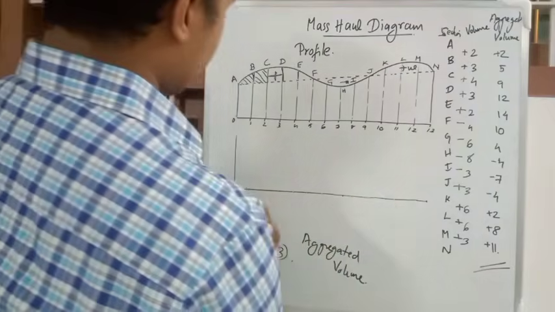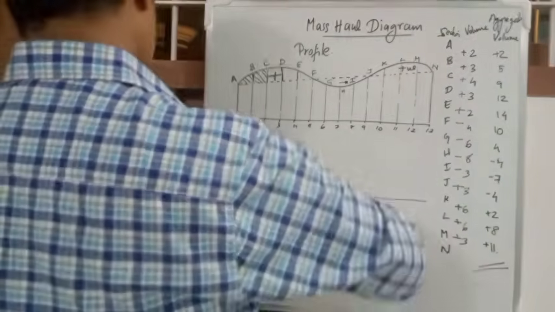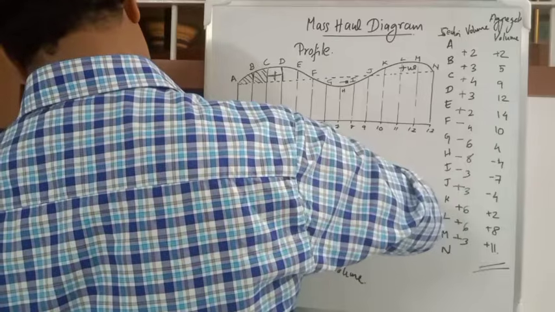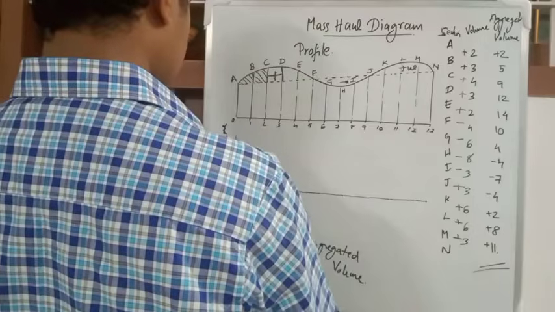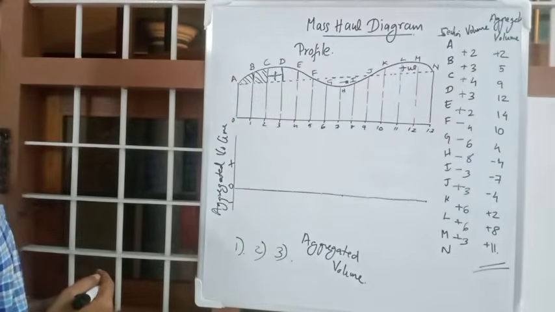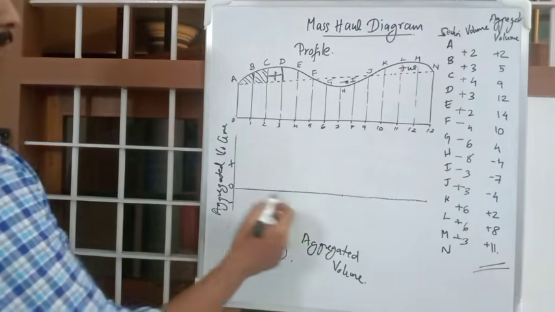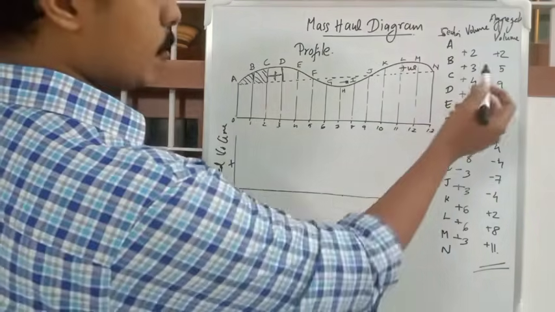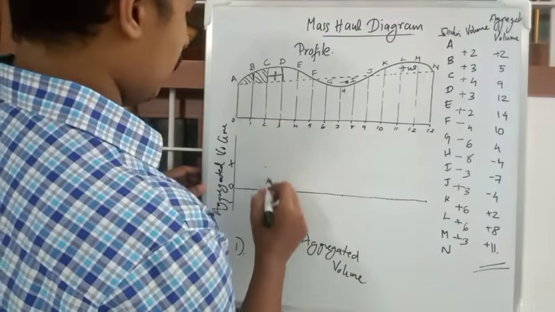So now I am going to draw a same-scale horizontal line, and this will be aggregated volume 0, positive above, and below the line will be negative. Okay, aggregated volume will be plotted positive and negative along this line, which is the same profile line. So I am plotting these values. Plus 2 will be here, plus 5 will be here.